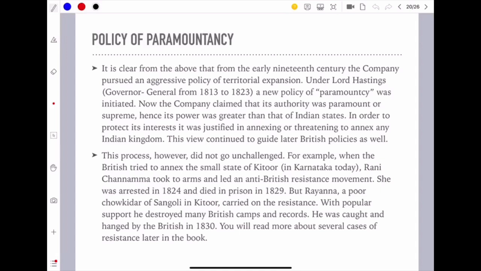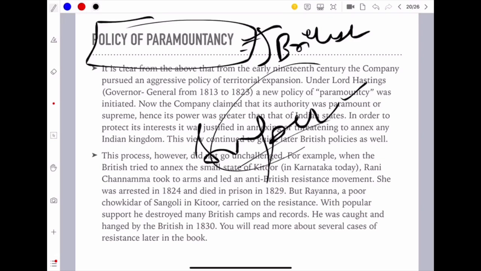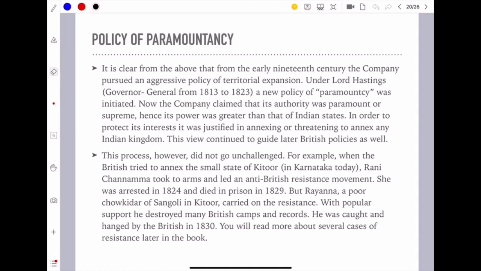Alright, let's come to the Policy of Paramountcy. Basically, this policy said that the British are superior. In this case, we have a lady, Rani Channamma, who protested, but what could people do? Anyone who came against the British was either arrested or killed.